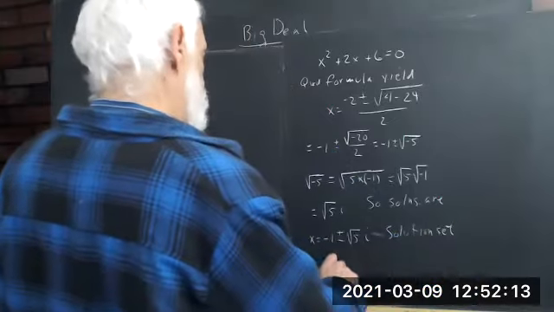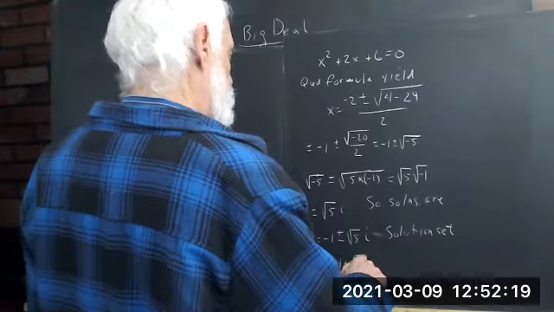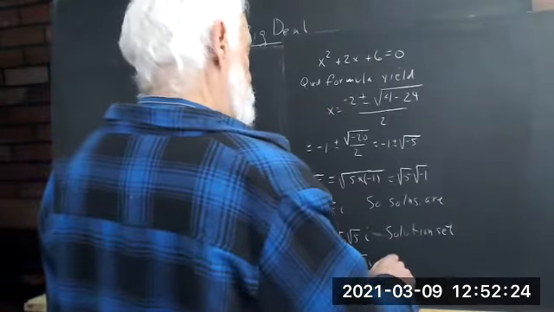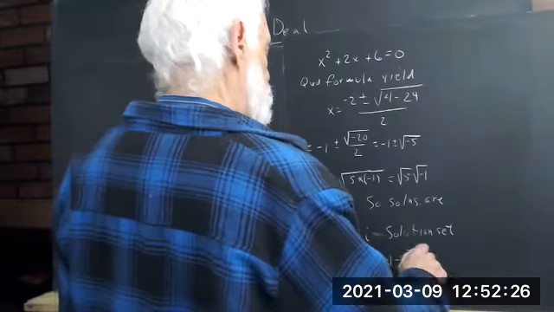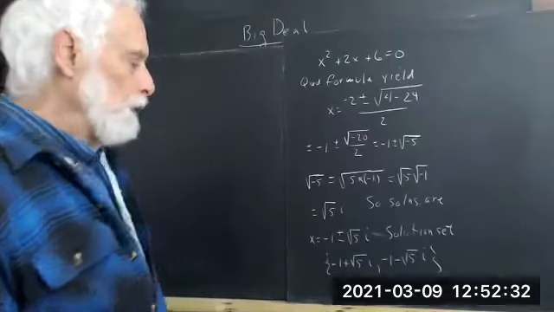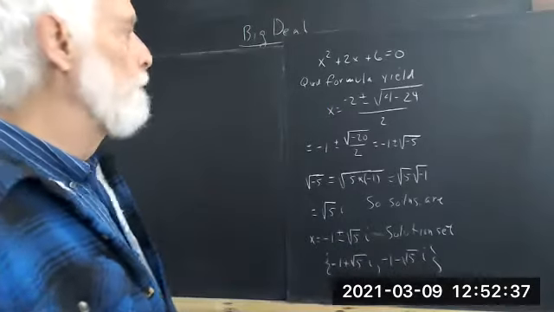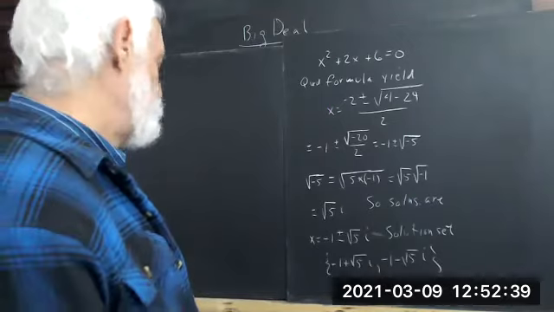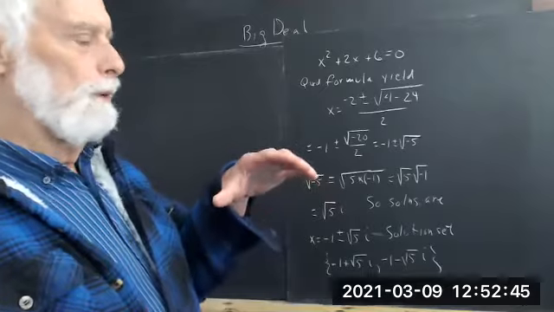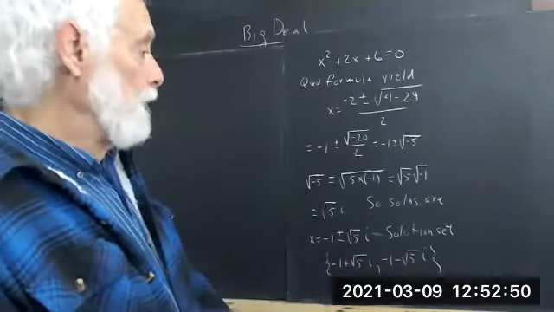Your solution set is then the set consisting of -1 plus the square root of 5 times i and -1 minus the square root of 5 times i. Now, i stands for imaginary, and imaginary numbers are a huge convenience in solving equations of this nature.